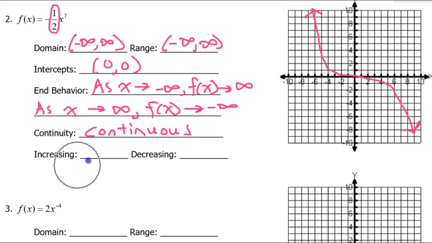Okay, increasing, decreasing. Well, from left to right, this is falling the entire way. This graph is decreasing everywhere. So increasing intervals, there are none. Decreasing intervals is, well, that's the entire domain. So it's decreasing from negative infinity to positive infinity. The whole thing is decreasing.